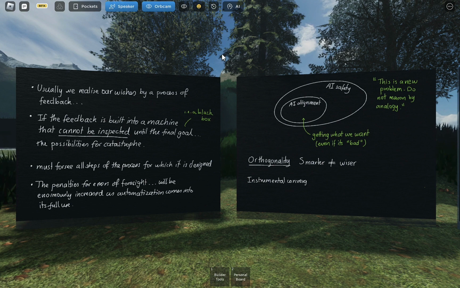So that's point one. The second point that I find convincing is the idea of instrumental convergence. Again, I won't spell out the whole idea. You can read about it in various places.